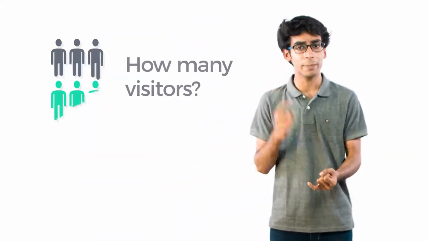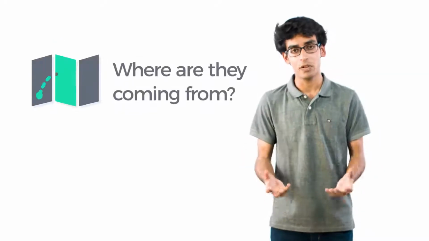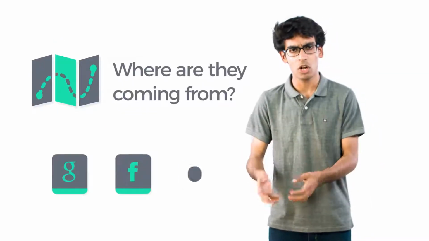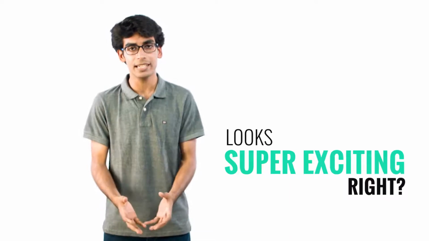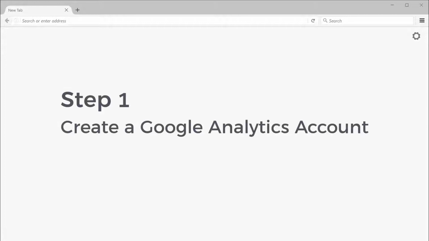Now what does Google Analytics show? It shows things like how many people are visiting your site, where are they coming from? Are they coming from Google, Facebook or Twitter? How much time they're spending? Then the most visited pages and the real-time statistics. So all these things look super exciting, right? So let's get started. Now the first step is to create a Google Analytics account.